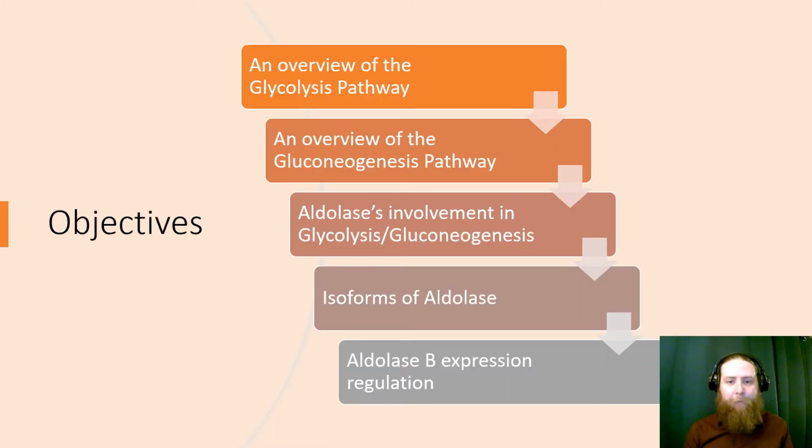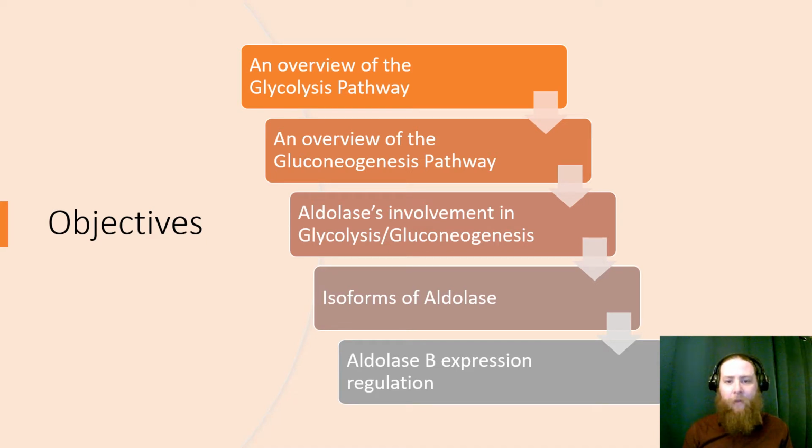So I'd like to briefly go through the objectives of today's lesson so you know what you're going to be learning and the order that it's going to be happening in. The first thing we're going to talk about is an overview of the glycolysis pathway. We're going to talk about how we take one molecule of glucose and break it down. We're then going to look at an overview of the gluconeogenesis pathway, which is kind of the opposite. It's not exactly the opposite, and we'll talk about that.